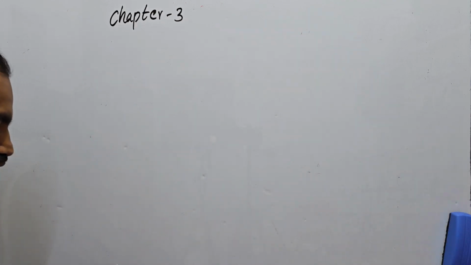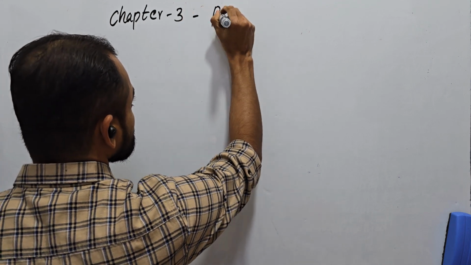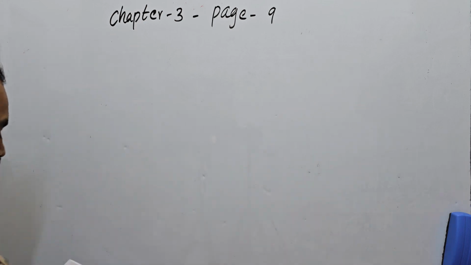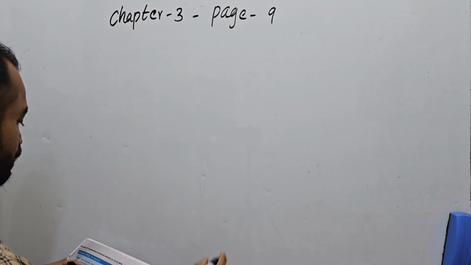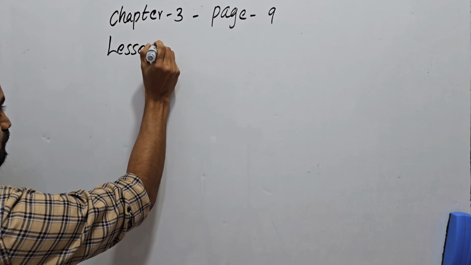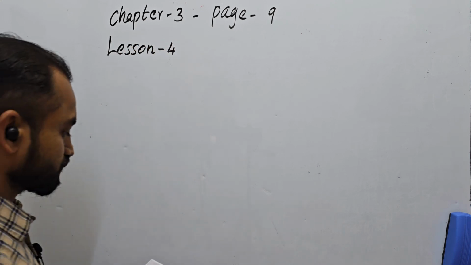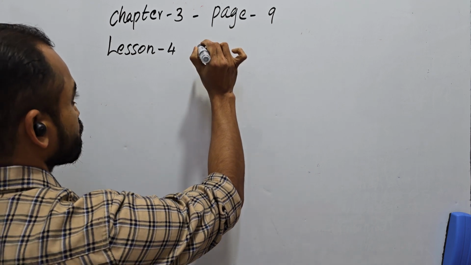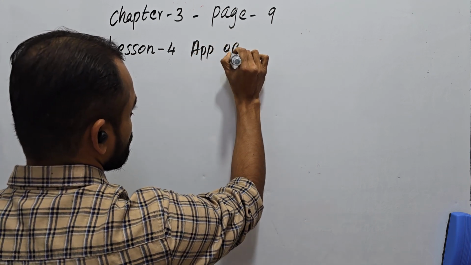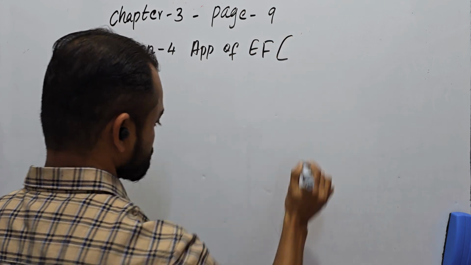So, chapter 3 worksheet, page number 9. Page number 9 is lesson 4. Today we are discussing the last lesson of chapter 3, lesson number 4. What is the name of that lesson? Applications of electric fields. I will just write it like this.